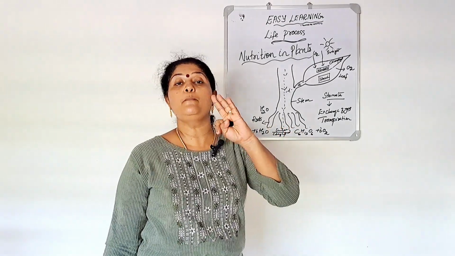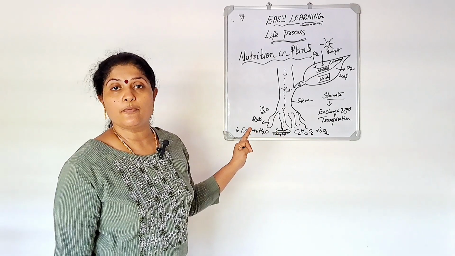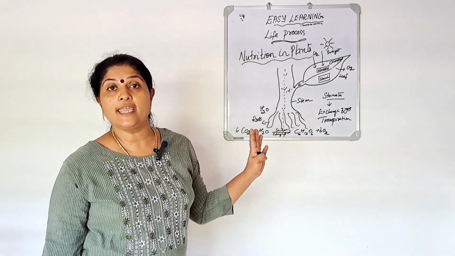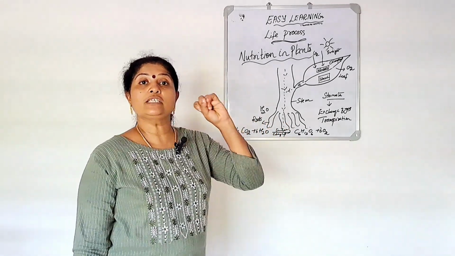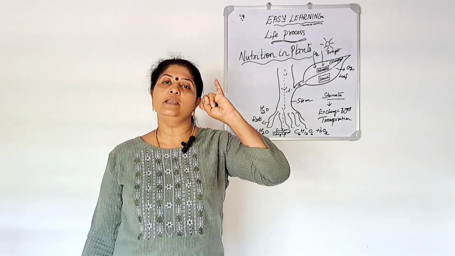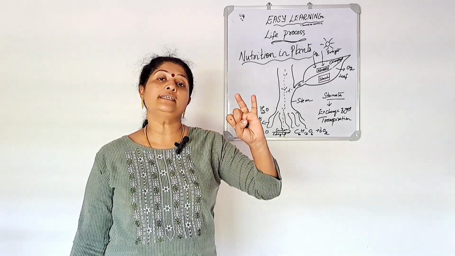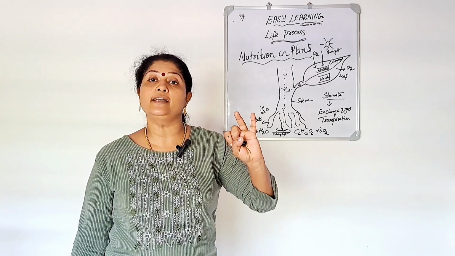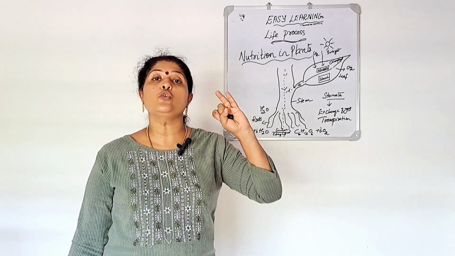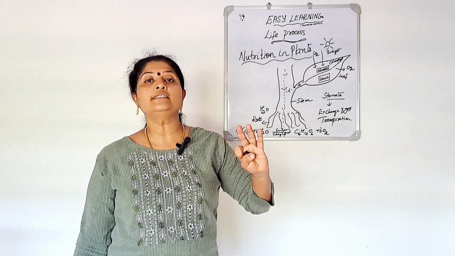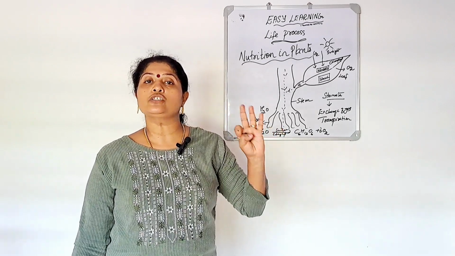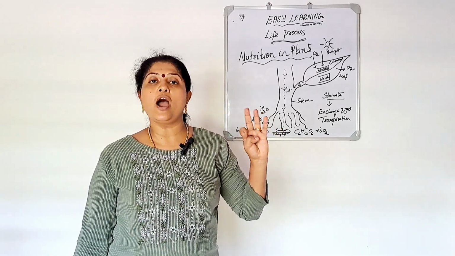So these are the three main steps involved in the process of photosynthesis. Once again, I'll just consolidate. The first step is the absorption of sunlight energy by chlorophyll. The second step is the conversion of light energy into chemical energy and the splitting up of water into hydrogen and oxygen. And the third step is the reduction of carbon dioxide by hydrogen to form carbohydrate.